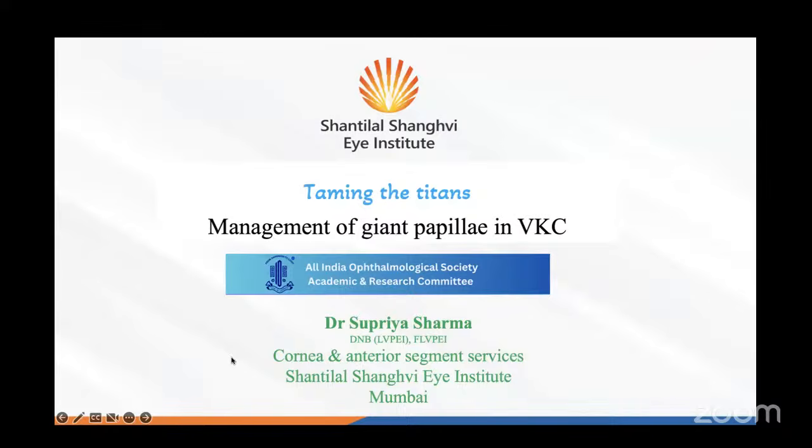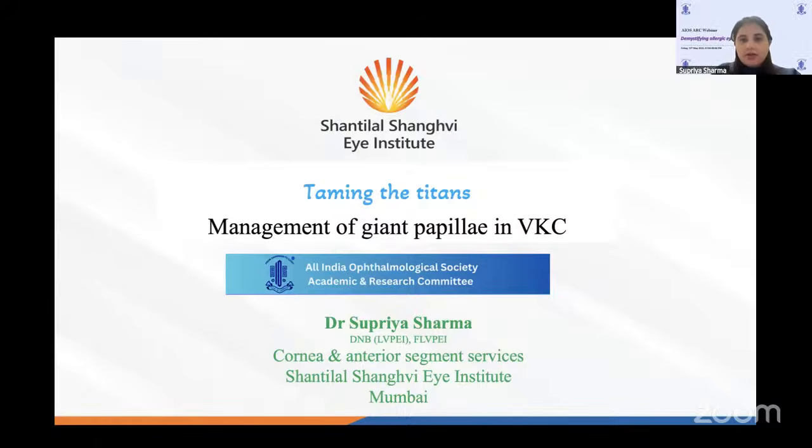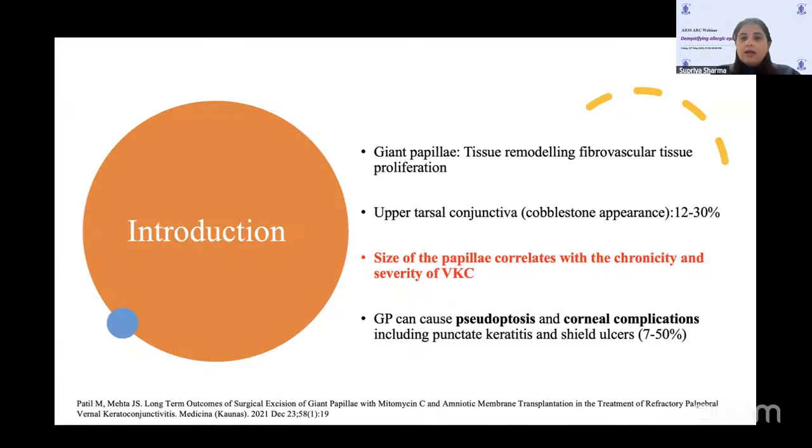Yes, yes. All right. Good evening, everyone, and sorry again for the technical glitch. So I'll be talking about management of giant papillae in VKC. Giant papillae in VKC are mostly seen because of tissue remodeling and fibrovascular proliferation, typically involving the upper tarsal conjunctiva, and this is seen in almost 12 to 30% of cases of chronic VKC.